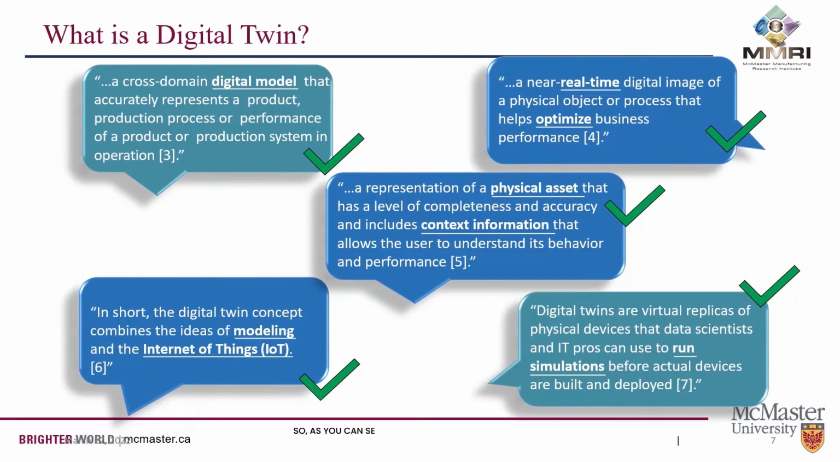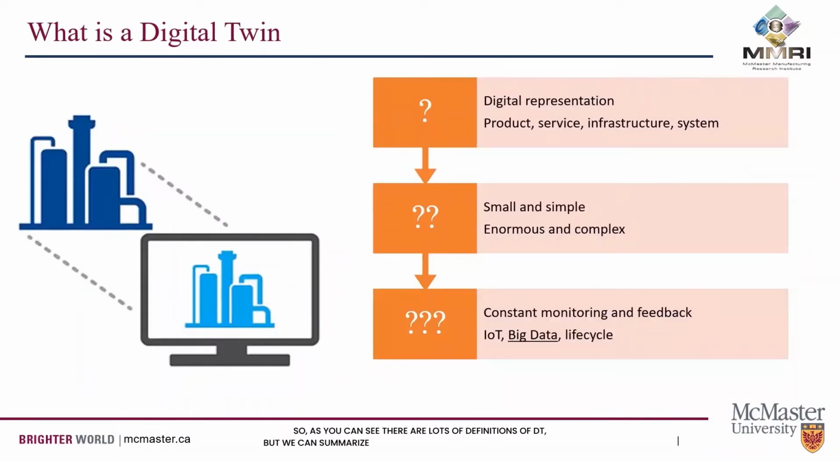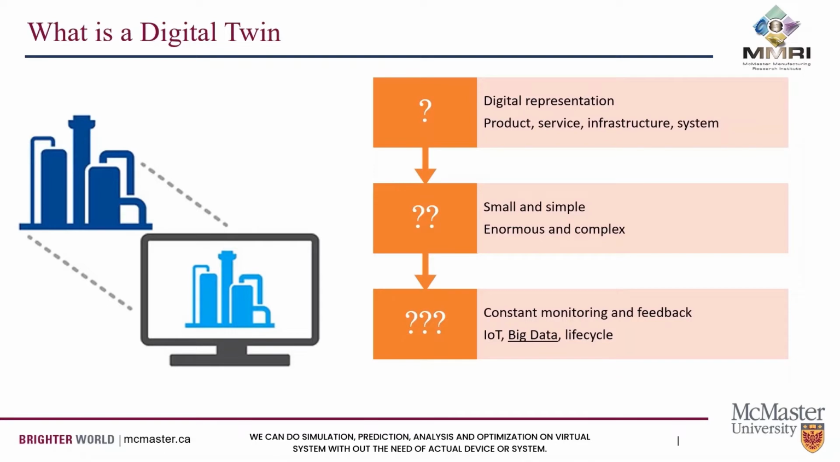So as you can see, there are lots of definitions of digital twin, but we can summarize it and say digital twin is a virtual representation of a physical object or a process. We can do simulation, we can do prediction, we can do analysis and optimization on a virtual system without the need of an actual device or system.